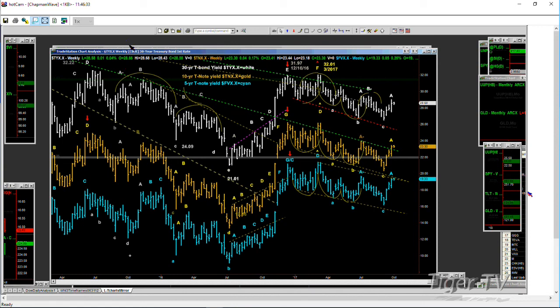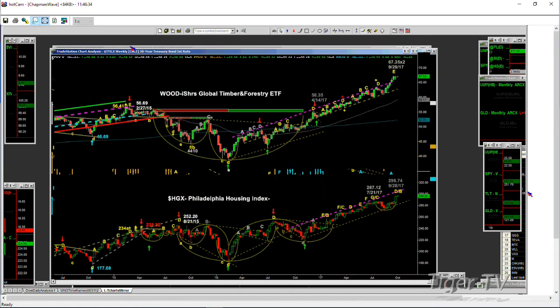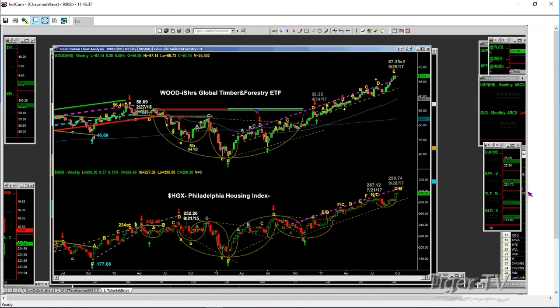So we look at that, and if you look at WOOD, the iShares Global Timber and Forestry ETF, weekly chart right here, it had a fabulous 3 weeks of trading close to the high or making a high of 67.15 the week of the 27th, 67.15 the week of the 29th of September, and now we've just started off with 67.14 the first few hours of October. I think we're going to push to the upside. So far, that's very good action.